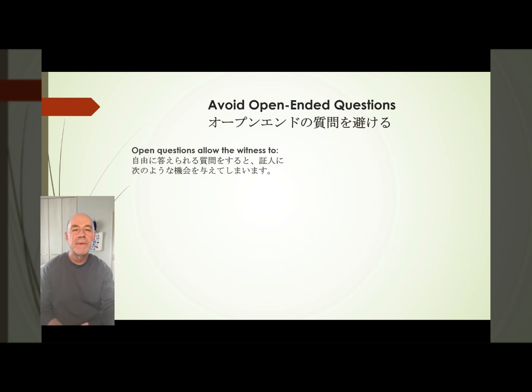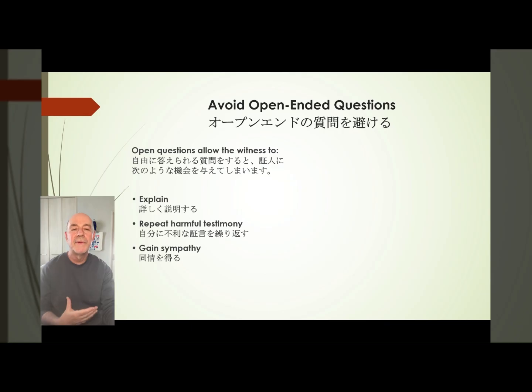Open-ended questions. The problem with open-ended questions is that they allow the witness to explain too much or to repeat harmful testimony, bad things. If the witness said something bad for you and you ask an open-ended question, it gives them a chance to just say it again. It can let the witness gain sympathy. So if for whatever reason the witness maybe is not believable, the witness can then have the chance to talk to the judge or the jury and try to gain their sympathy.